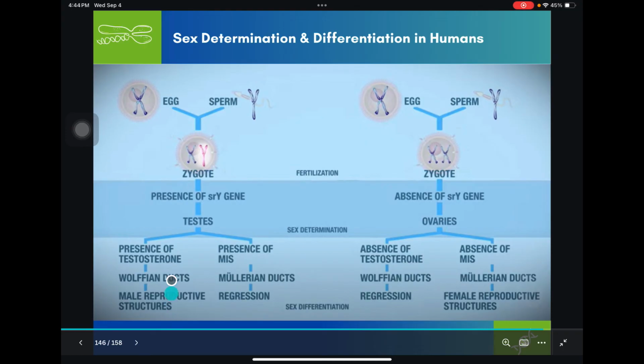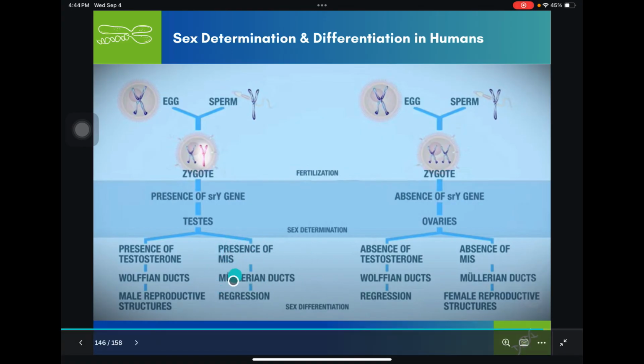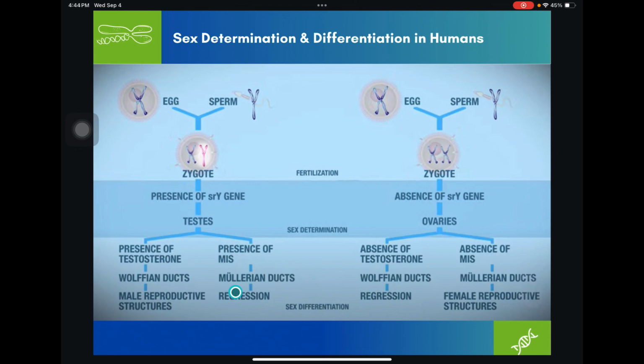On the other hand, the presence of the SRY gene also influences the presence of the MIS gene, whose function is the regression of the Mullerian ducts, which will also halt the development of female reproductive structures.